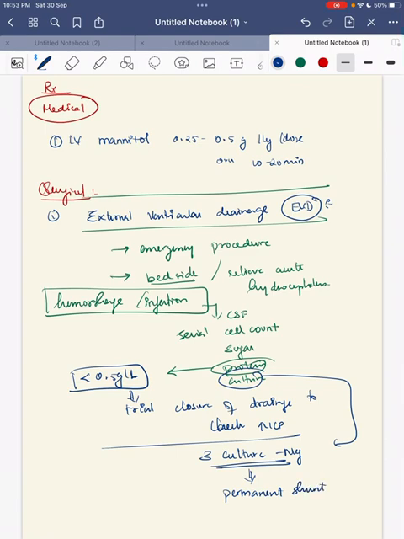Because when you perform a shunt procedure, the child should not have any infection. When there is an infection, there will be an increased amount of protein, so the child will have increased exudate. When you do a shunt procedure, this exudate can block the shunt tubings. So that will be a mere waste of procedure. That time you have to do an external ventricular drainage. When the culture is negative or when the infection is treated, then you go for the permanent shunt.